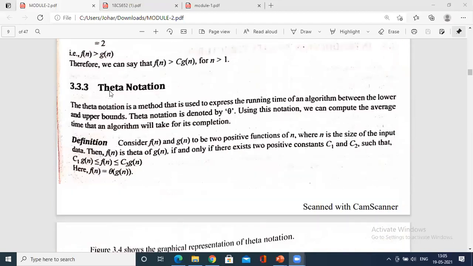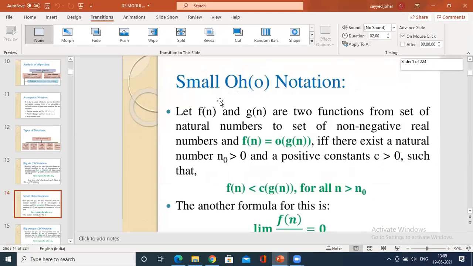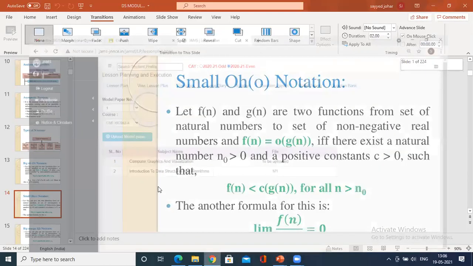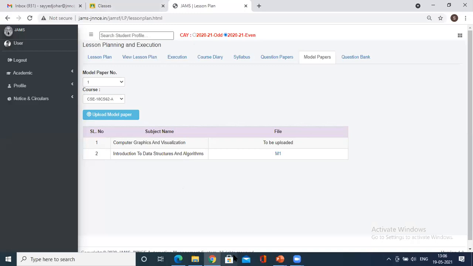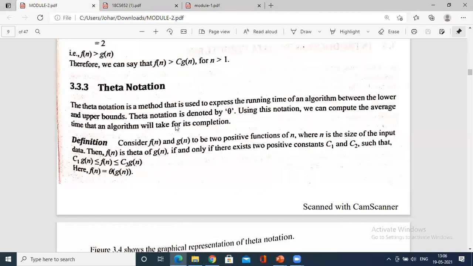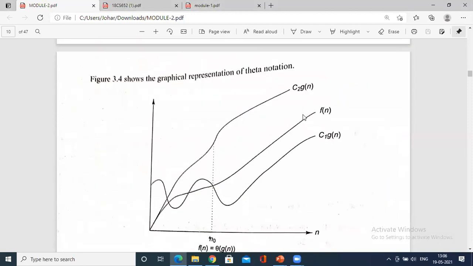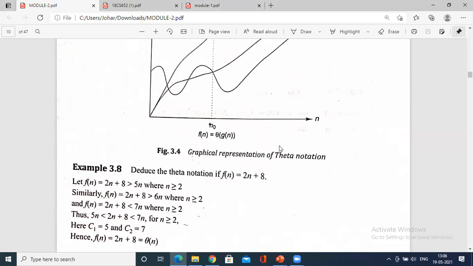The final notation is theta. So what is theta notation? Theta notation is used to represent it in between, not the upper bound, not the lower bound, but in between. You don't have to focus on all the notations in the PPT that I have shared. You may focus only on these three notations: big O, omega, and theta. Theta notation is used to express the running time of an algorithm between the lower bound and the upper bound. I'll explain this in the next class.